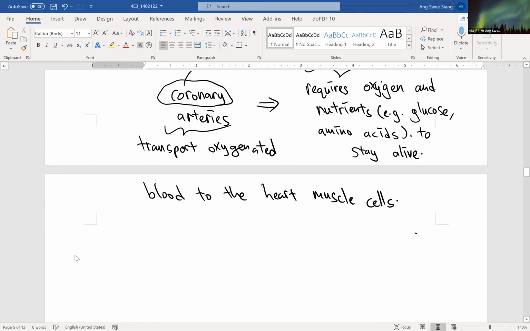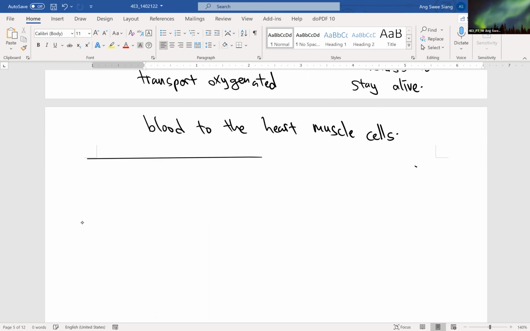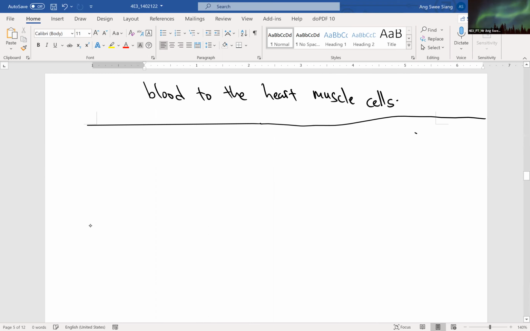Okay, so why is it so important? Because if oxygenated blood is not transported to the heart muscle cells, they will not receive the oxygen and nutrients required for them to stay alive. So the function of the coronary artery is very important. Today we are going to continue to talk about what is so important about this.